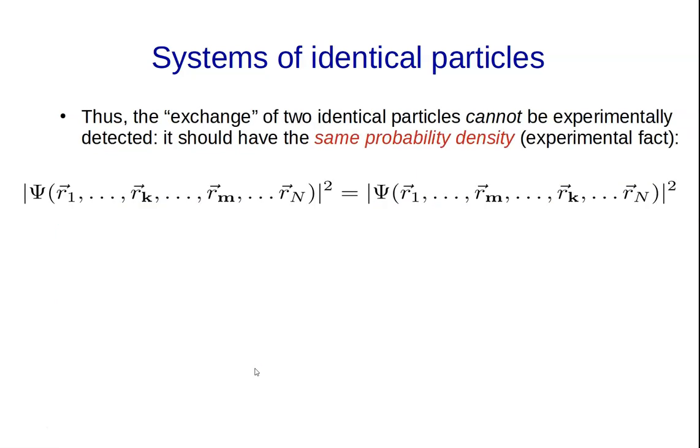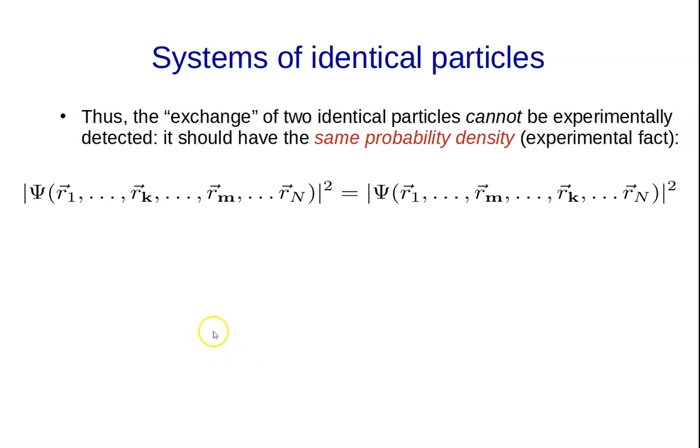Now, in these systems of identical particles, if you cannot tell one from the other, and they are all in the same quantum state, that means that they should have the same probability density if you exchange two of them. Why?